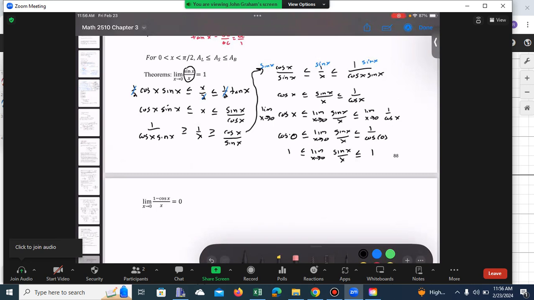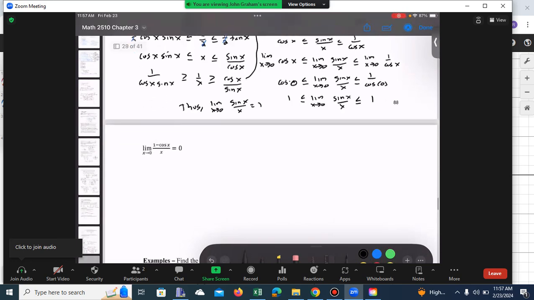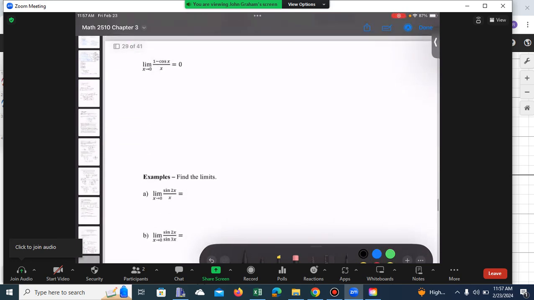This means now that, thus, the limit as x goes to 0 of sine x over x equals 1. And we just proved this with the squeeze theorem. All right. So we can now go beyond this and prove some other theorems.